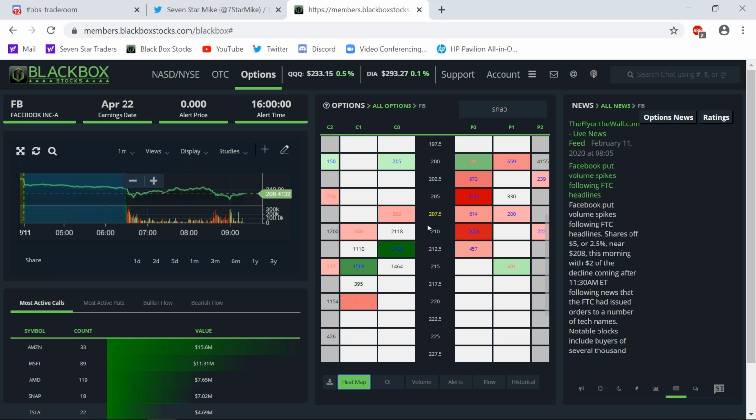So all we're focused on for the heat map is really just red or green. Doesn't matter what side it's on. If this whole thing was red, that's really bearish activity. Doesn't mean if it's calls or puts, doesn't matter. It's really bearish activity. If we have this where we have green and red mixed together, it's just mixed flow. So it's hard to tell what the big money thinks of this particular ticker. Some thinks it's bullish, some thinks it's bearish.